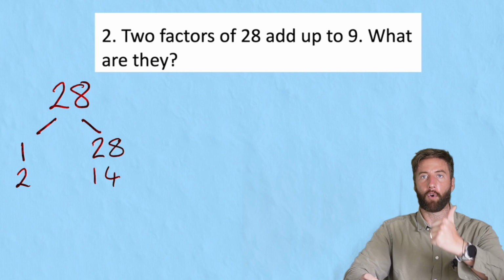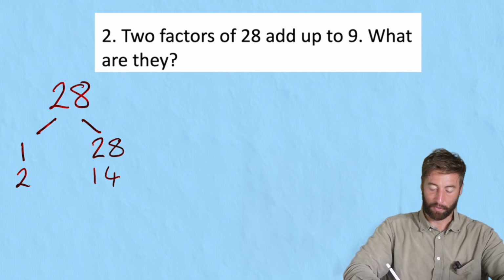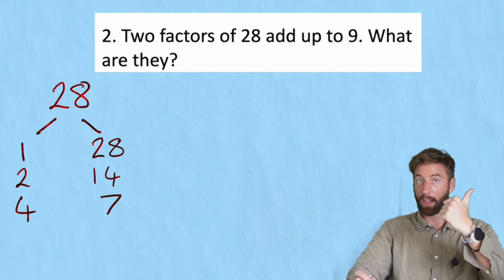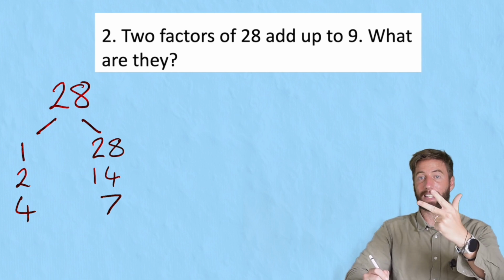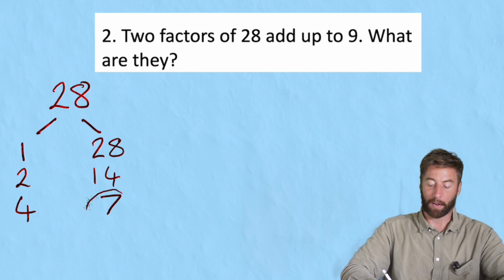Let's try 4. 4, 8, 12, 16, 20, 24, 28. So 4 works with 7. Let's try 5. 5, 10, 15, 20, 25, and then 30. So 5 doesn't work. What about 6? 6, 12, 18, 24, 30. So 6 doesn't work. And then we come all the way back round to 7.